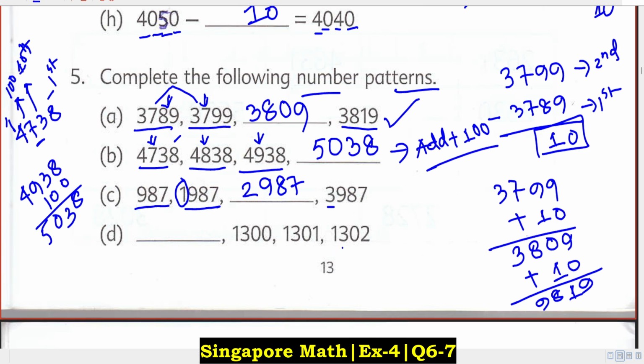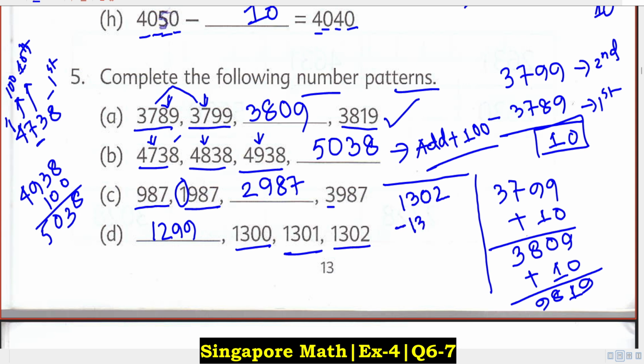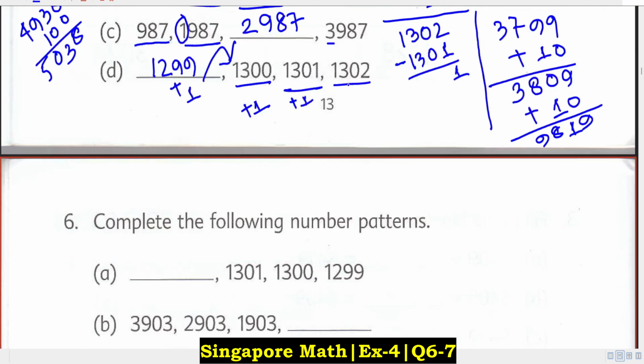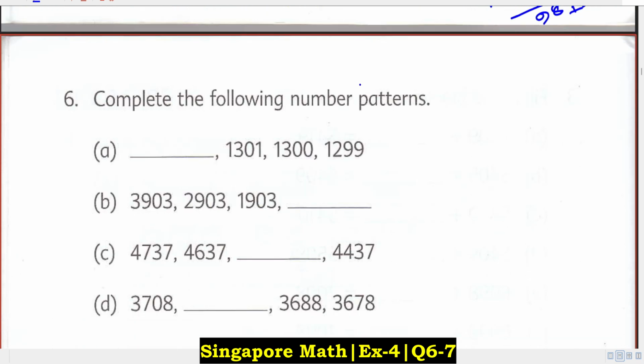Here is 1302, 1301, 1300, so it will be 1299. Just look, 1302 subtract 1301, the difference is 1. So here we are adding 1. In this case 1300, if we subtract 1, we will get 1299. So once we add 1, we will get this one. So number 5 is done.